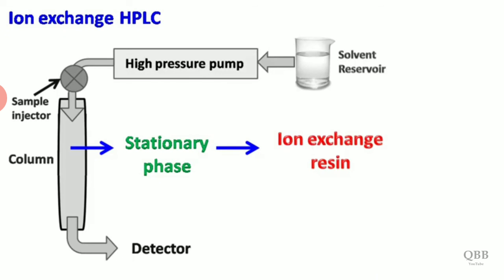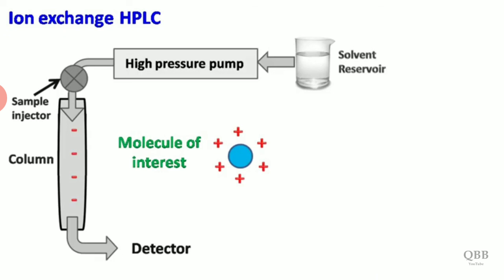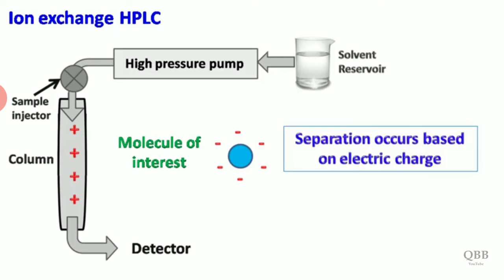Next is ion exchange HPLC. This also I have discussed in my earlier video, just refer back. Here I can summarize: the separation is based on the charges of the molecule. If the molecule has a negative charge, you can use a stationary phase with a positive charge. So just based on the charges, the separation will occur.